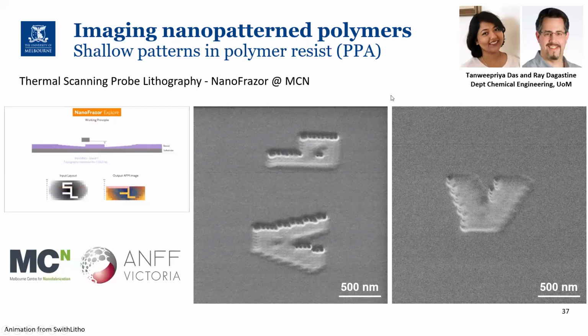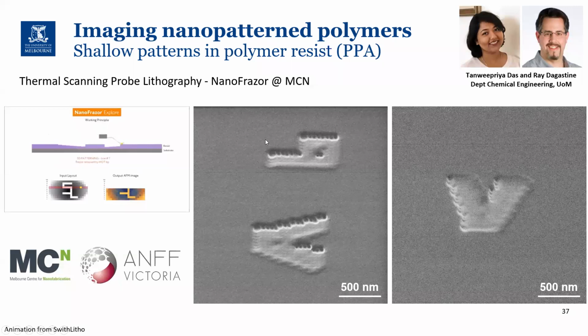Some ultra shallow nanostructured polymers now. This is using the nanofraser technique at MCN within Ant Victoria. This is thermal scanning probe lithography, basically taking an AFM tip, heating it up to 1,000 degrees, and that sublimates a polymer and creates these patterns here.